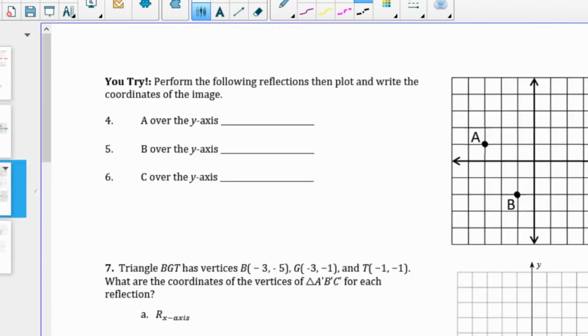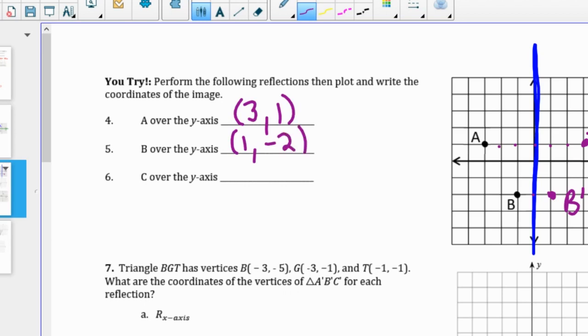Or again, we look at our pictures here. So if we have our y-axis right here, this time we don't have any points on there. But we do have, for instance, point A is 1, 2, 3 units to the left. It's now going to be 1, 2, 3 units to the right of the y-axis at (3, 1). Point B was 1 unit to the left. It's now going to be 1 unit to the right. That's B prime. It would be at (1, -2). Again, went right 1, down 2 from the origin.